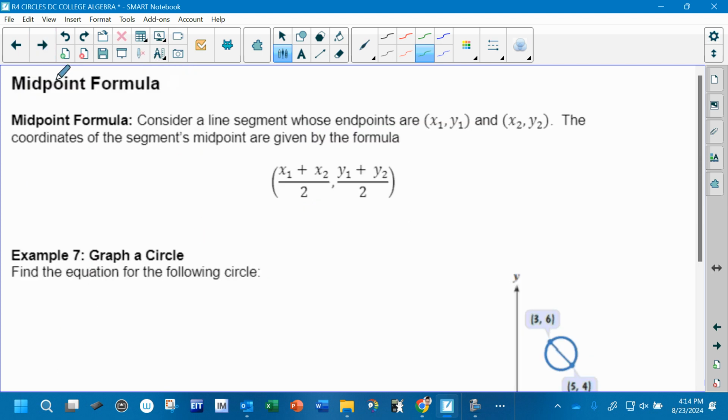All right, now the next one is midpoint. So the only time you're going to need to find the midpoint is when they don't give you the center. Okay, so to find the midpoint, you add your x values and divide by 2, add your y values and divide by 2.